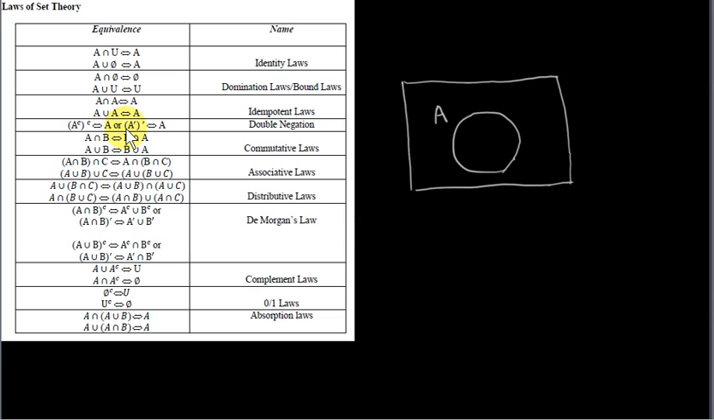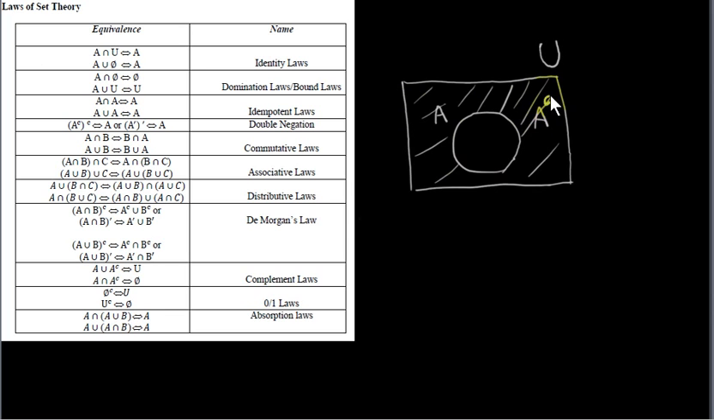The double negation law just tells us something about the complement of a set. Here is set A. A complement is everything outside of A. The universal set is meant to involve everything in a problem, or it could just literally mean everything. So A complement is the region outside of A. So A complement would be this shaded region here.